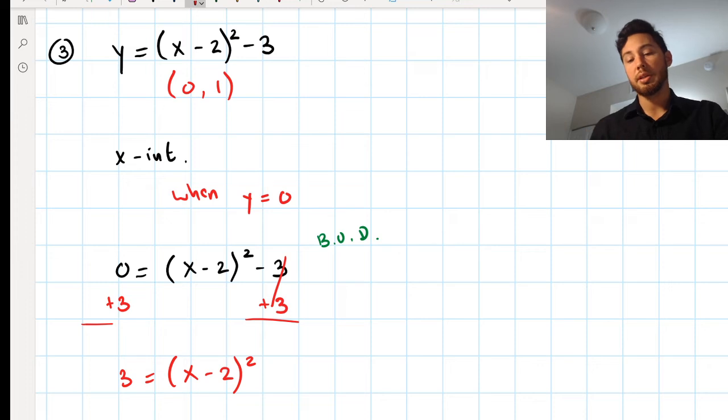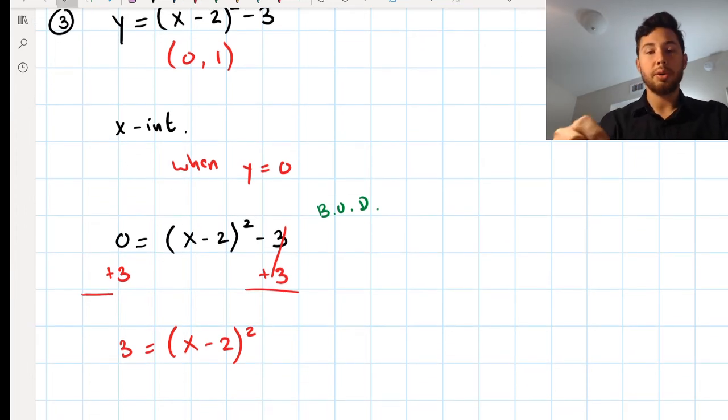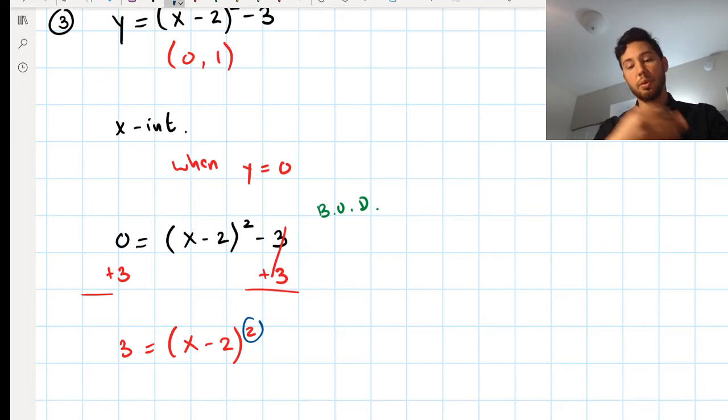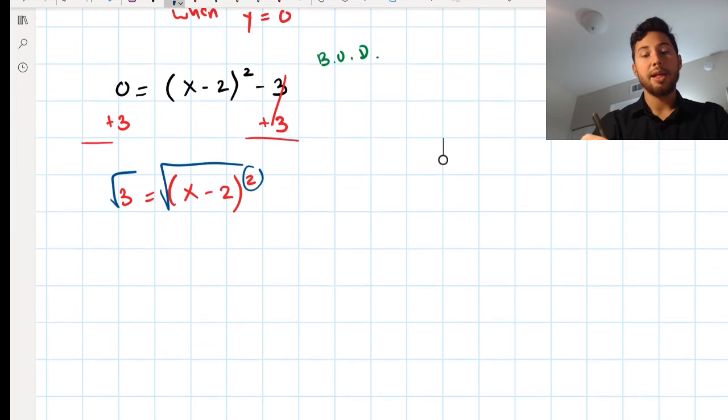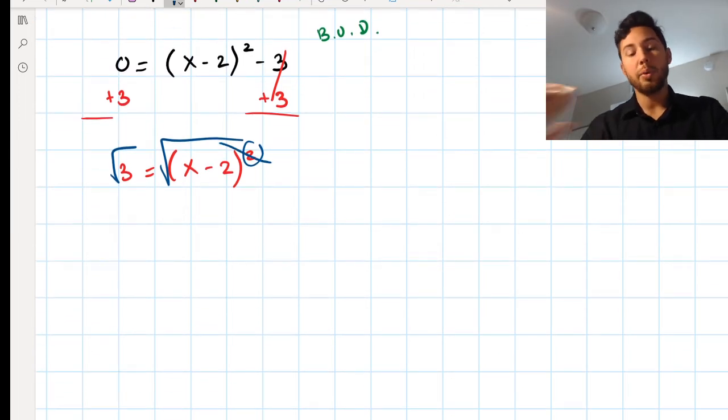I need to now take the square root of 3. So in order for me to cancel this power here, I need to do the opposite. I need to do the inverse operation, which is the square root. So I'll take the square root of both sides. This cancels, but what happens to the rest?